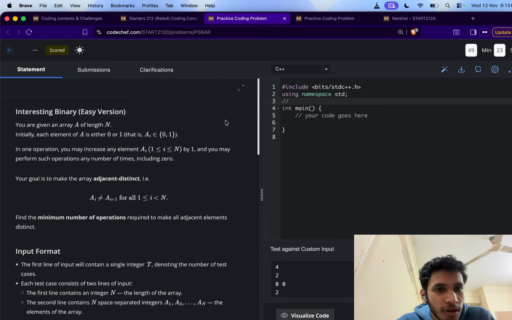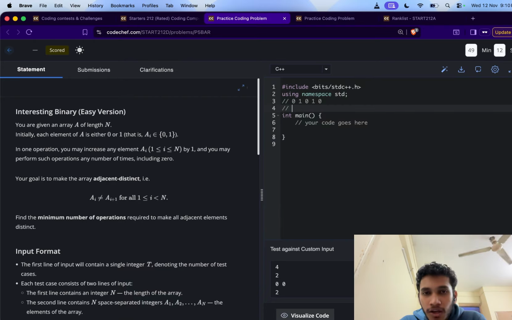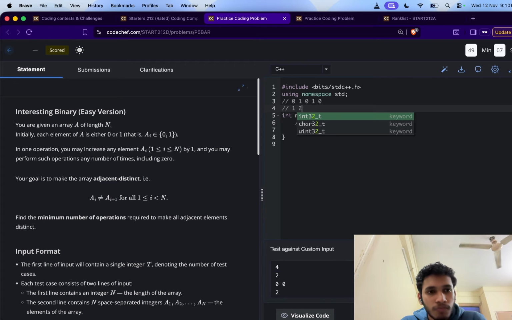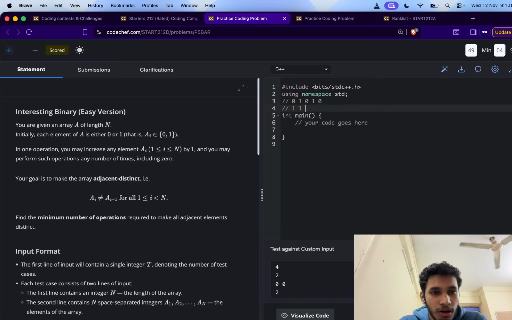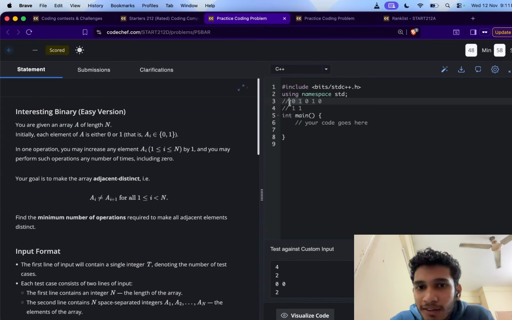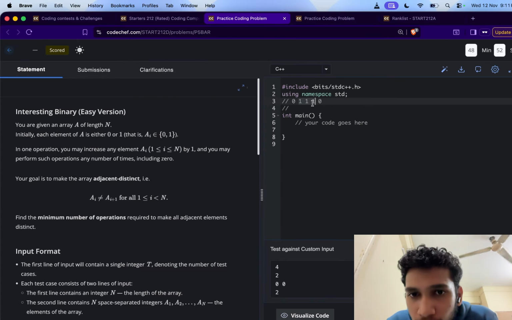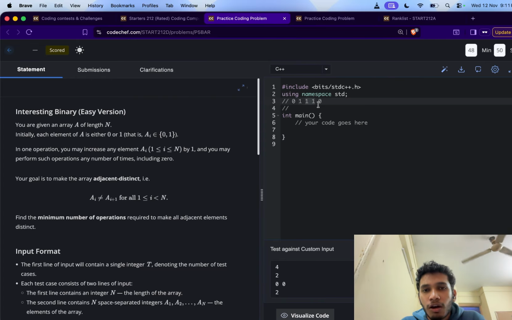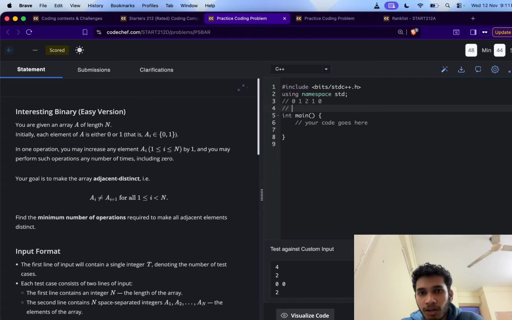Okay, let's understand this question. It says that initially an array is given where all the elements are binary, that is 0 or 1. In one operation we can increase one element by 1, let's say make it 2, or we can not apply the operation and keep it the same. And we need to apply the minimum number of operations such that the adjacent elements are not equal. In this array, no adjacent element is equal. But here, these two adjacent elements are equal and these two elements are equal. So we can apply one operation and make it 2, and there is no equal adjacent element.